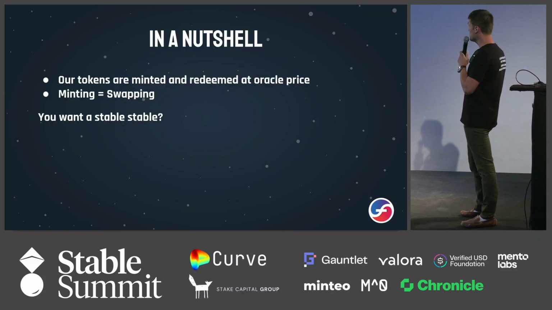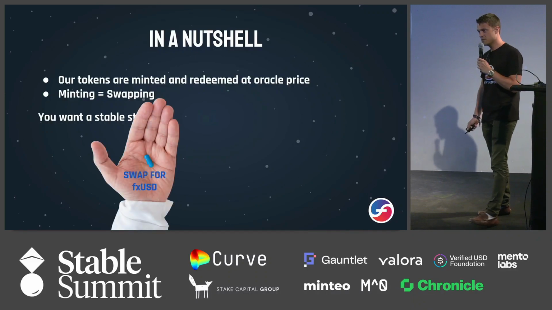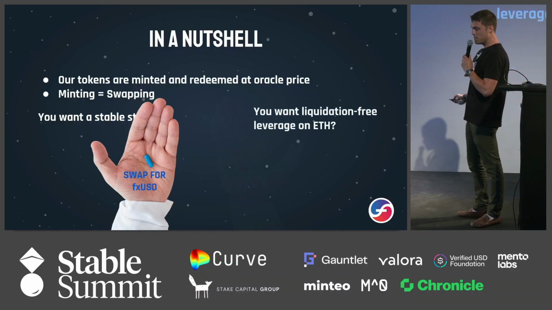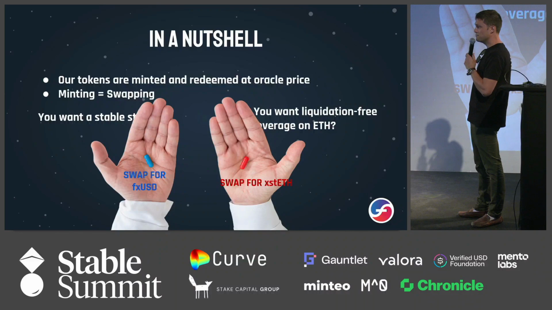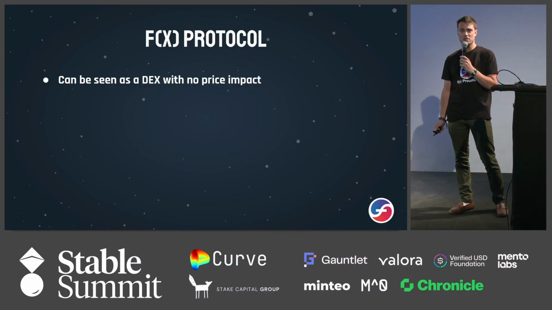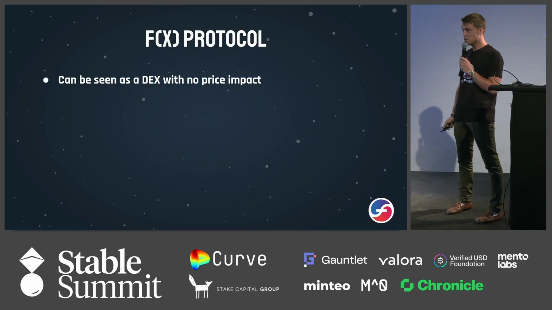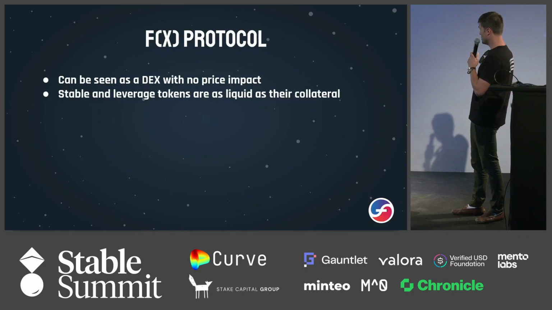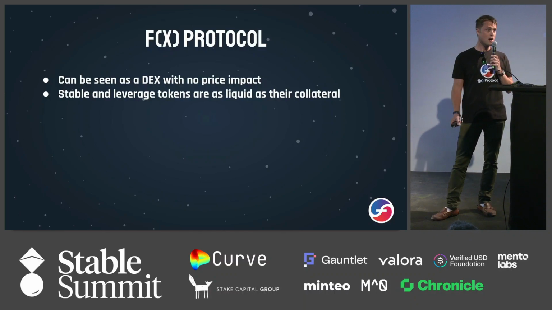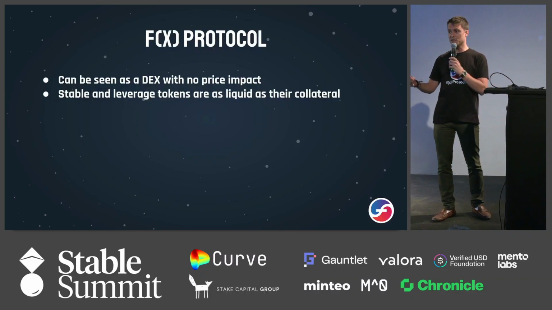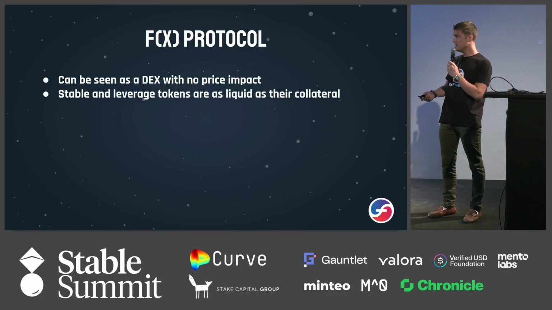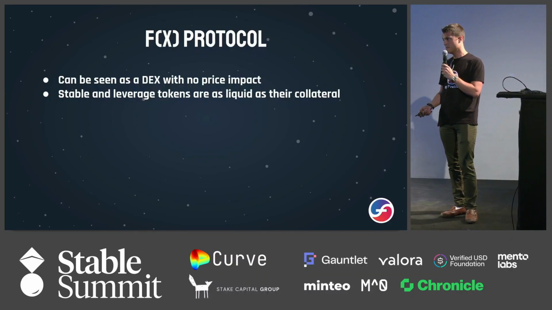So if you want a stablecoin, basically, you just swap for FXUSD. If you want enhanced exposure to ETH, then you just swap for XTETH and get leverage. Simple as that. So as I said, you can see the protocol just as a DEX with no price impact. If you consider it like that, the tokens, both the stablecoins and leverage tokens, are as liquid as their collateral. They inherit the collateral's liquidity. So that means, in that example, FXUSD is as liquid as Lido-staked ETH by design.